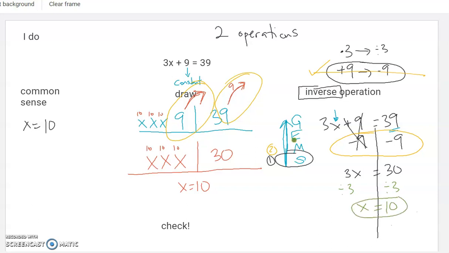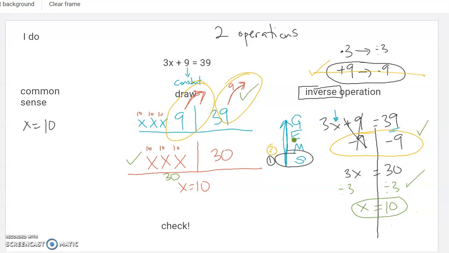Again, I divided by 3 on both sides. That's really what we did here, right? This whole side was going to be 30, and there were 3 x's, so we divided it into 3 parts. We really did the exact same thing here and here. We subtracted 9, then divided by 3.